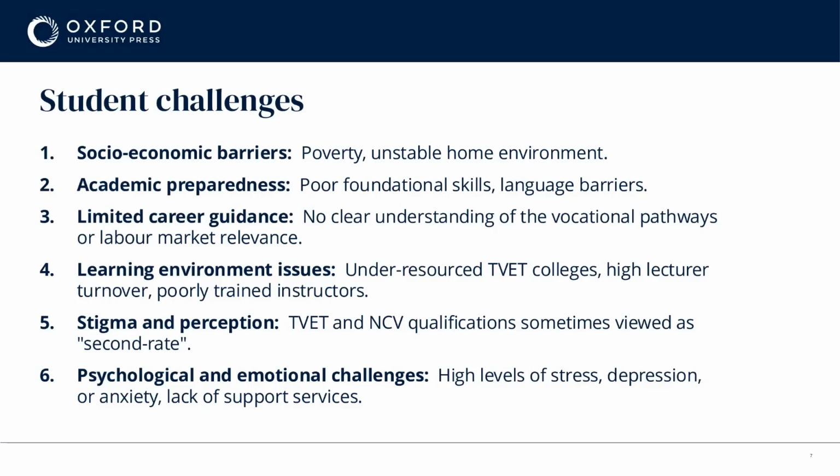Number 1 being socioeconomic barriers. This comes in the form of poverty or an unstable home environment. Students often have to take care of sick parents. They experience abuse within the household, and they even have to take care of minors, which are their younger siblings, especially if a parent is sick.